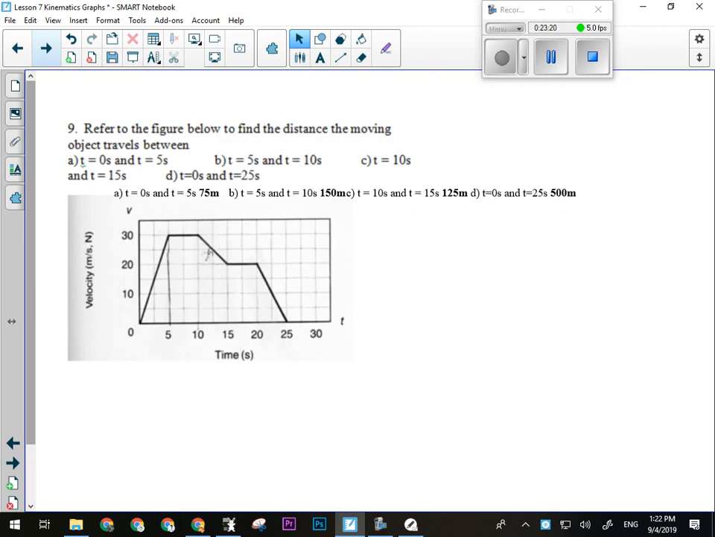Okay, I want you guys to try this one. You don't have it in your notes package, but give this one a try here. So we've got a velocity versus time graph. I want you to find the distance the object travels between 0 and 5 seconds, between 5 and 10, between 10 and 15, and over the entire trip, using that graph. I'll give you a few minutes on that one.